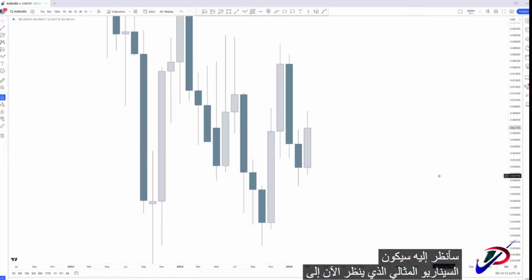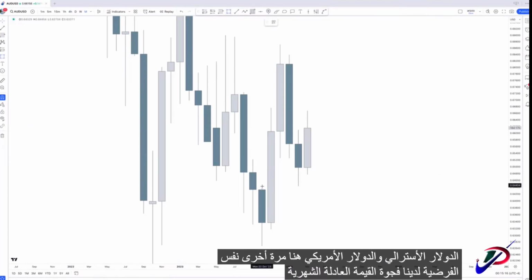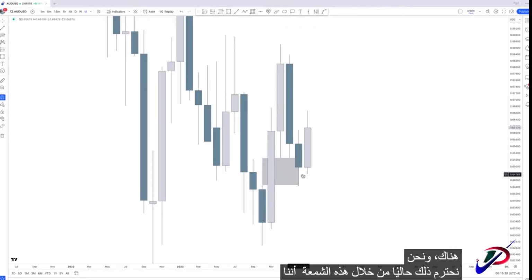Now, looking at Australian dollar, US dollar right here. Again, same premise. We have this monthly fair value gap right there. We are currently respecting that by this candle that we see right there.